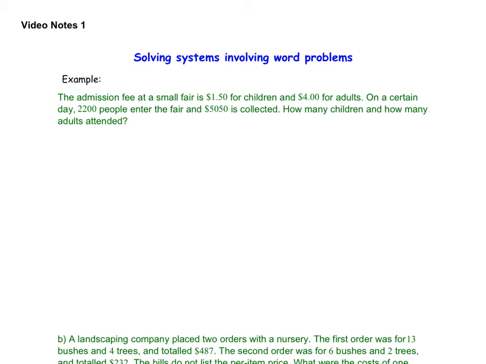Remember, the first thing that you need to do in a word problem is you identify your variables. So we're going to say let A equal number of adults, because that's what we care about. We want to know how many adults and how many children. And let C equal number of children. That's 2 marks right there. You got to identify your variables. Always, always, always.